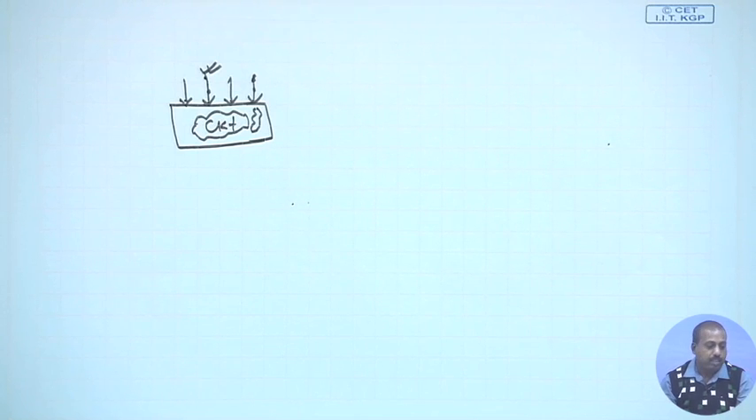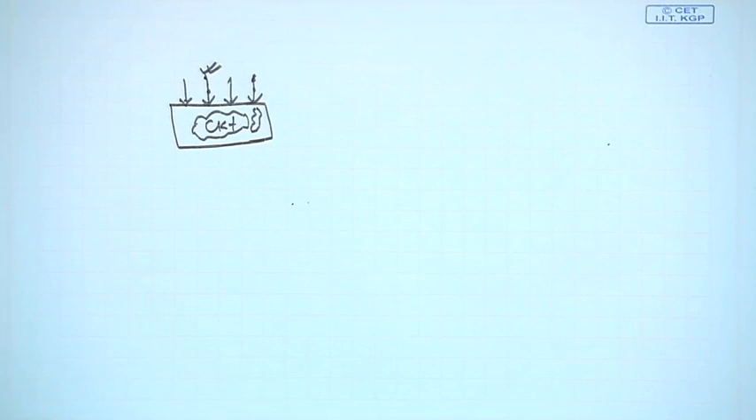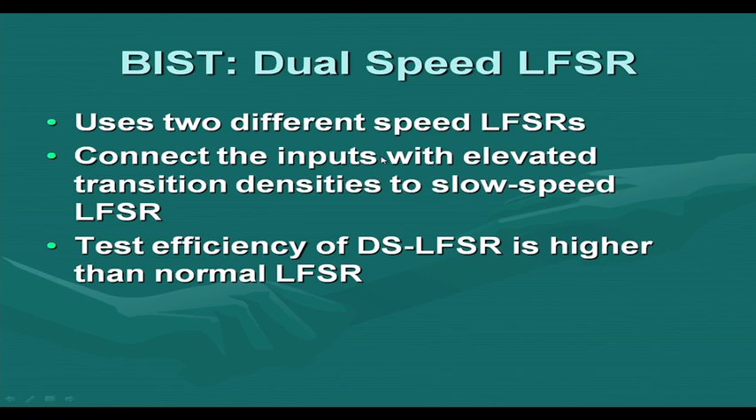So in this dual speed LFSR, we have two LFSRs. The inputs that have elevated transition density, that is, those that are going to affect a larger number of gates in the circuit, will be connected to the slow speed LFSR. That slow speed LFSR means per unit time.